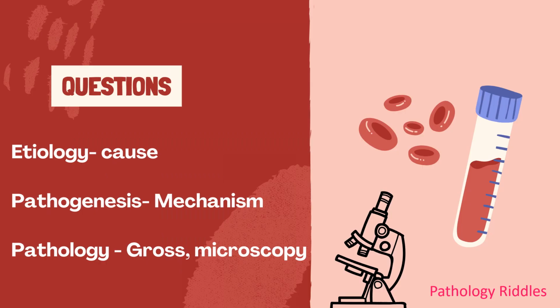The next common mistake that students make is not understanding the terminologies. That is, if etiology is asked, don't write about mechanism. Etiology means cause, causative agents. It could be bacterial, it could be viral, it could be immunological, it could be genetic, and all those are the etiology of the disease.